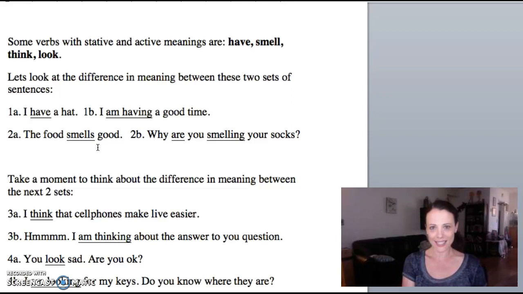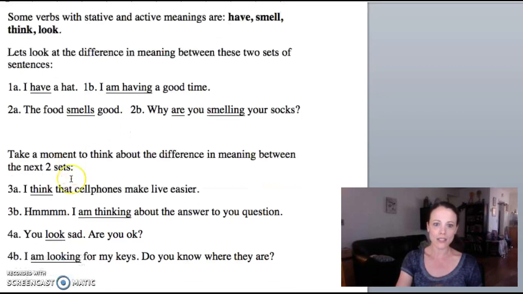But in the second case, the meaning is different. Can you see it? Why are you smelling your socks? The progressive meaning of smelling, the active meaning of smelling, I should say, is to sniff. So I have my socks and I don't know if they're dirty, and I'm smelling to check. All right? So if I'm actively smelling my socks, that's an action.